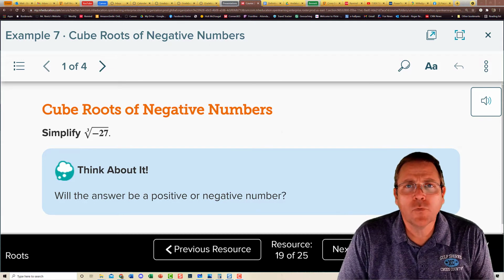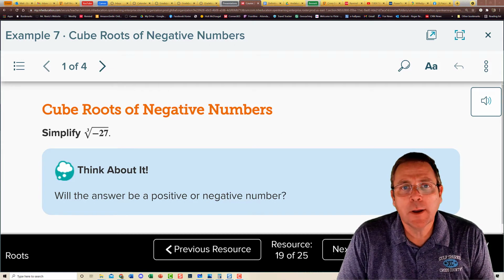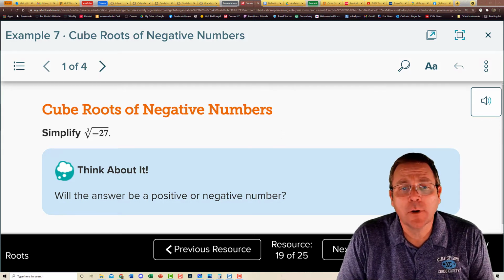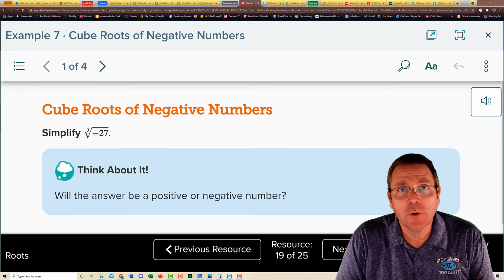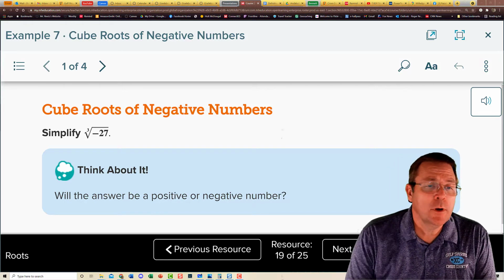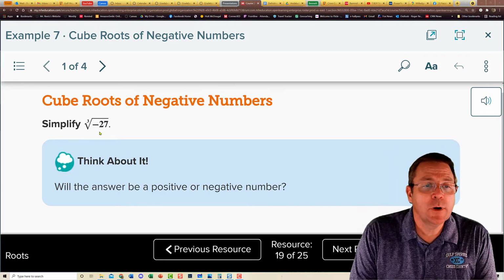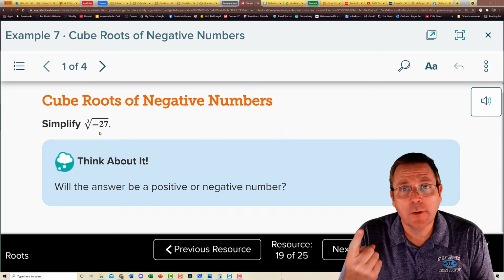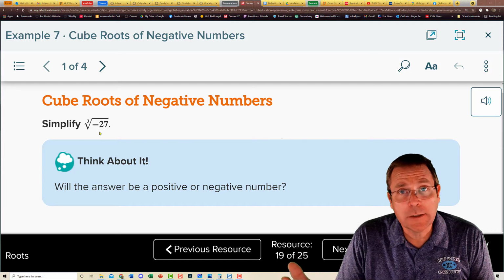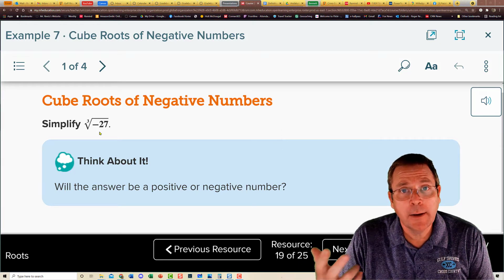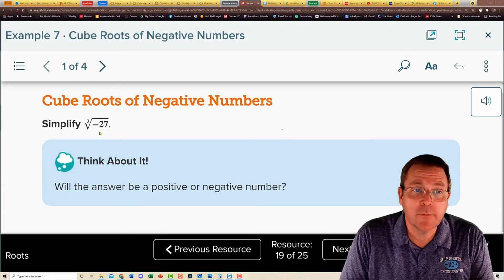Welcome back to part 3 of Module 5, Lesson 1, Roots. We are on Example 7, which deals with cubed roots of negative numbers, and I think you're going to find this is pretty stinking easy too. Here we're looking for the cubed root of negative 27. First thing we know is an odd root with an odd number under the radical. That means yes, we can have it, and our solution is going to be negative as well.